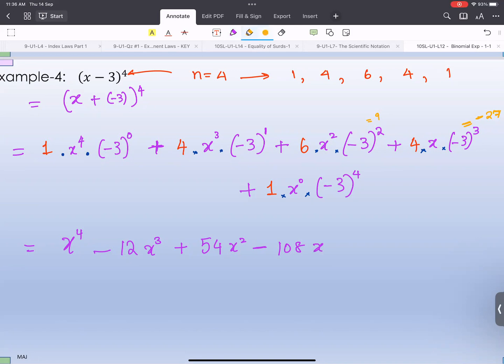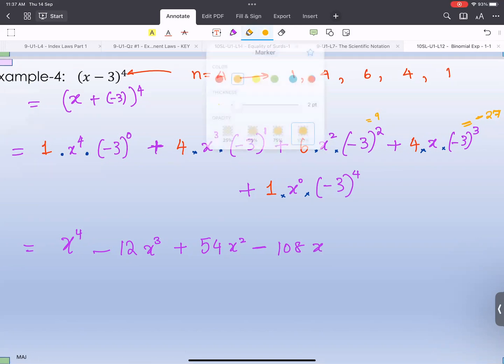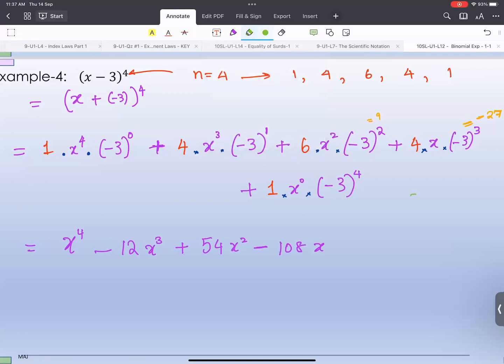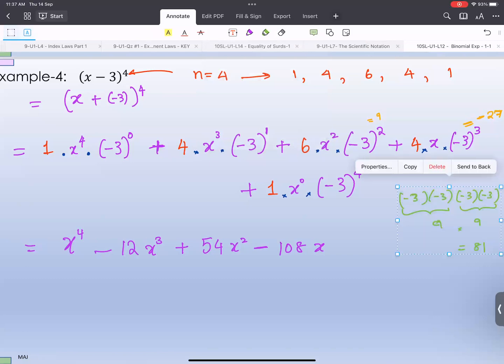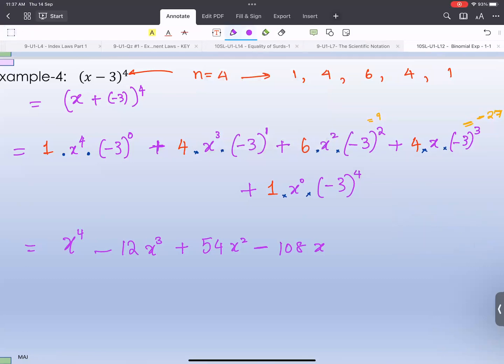Negative 3 to the power of 4 is negative 3 multiplied by itself 4 times. And that's going to be positive, because you have to include the negative inside, and that is 81. So plus 81.